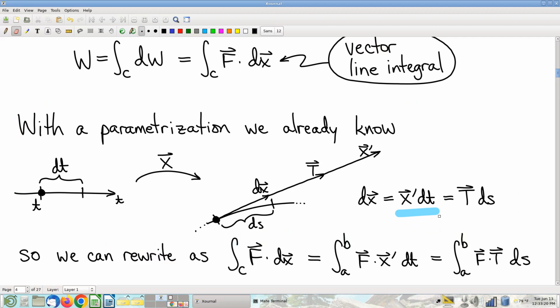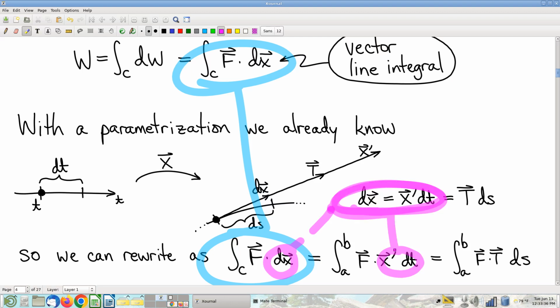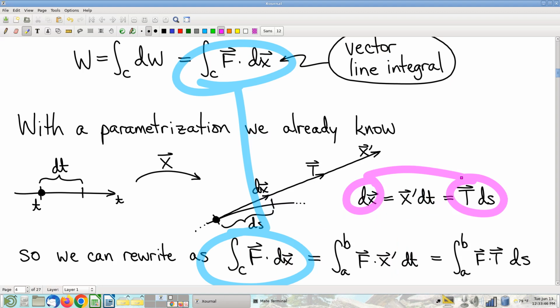So these allow us to rewrite our previous expression. Here's our previous expression for a vector line integral. And notice, reinterpreting dx as x prime dt, I can rewrite the integral like this right here. Or, if I would like, I could use this formula, rewrite dx as this formula right here. So take your pick. So we have a couple of different options on how to write vector line integrals.